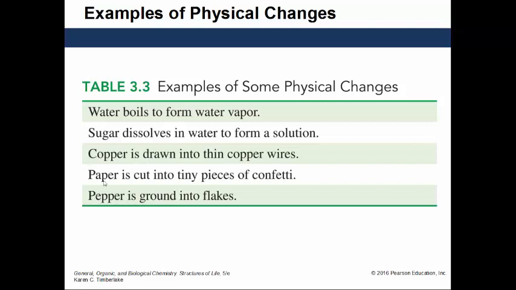Some other examples of physical changes. Paper is cut into tiny pieces to make confetti. It is still paper. It may be really, really small pieces, but it is still chemically a piece of paper. Copper being drawn into thin wires. It may be thinner and longer, but it is still copper. Chemically the same, but physically it looks different.